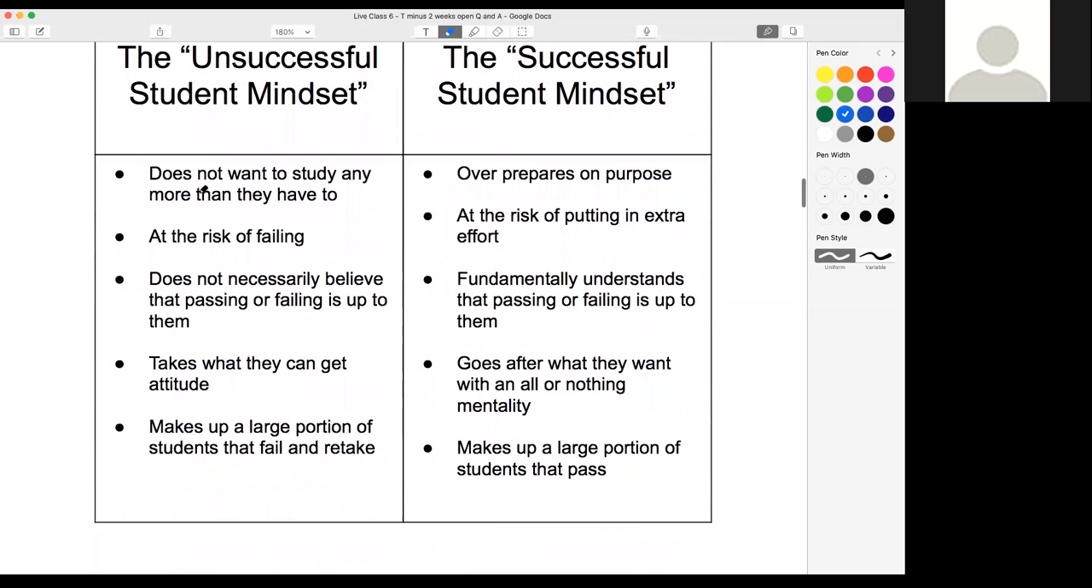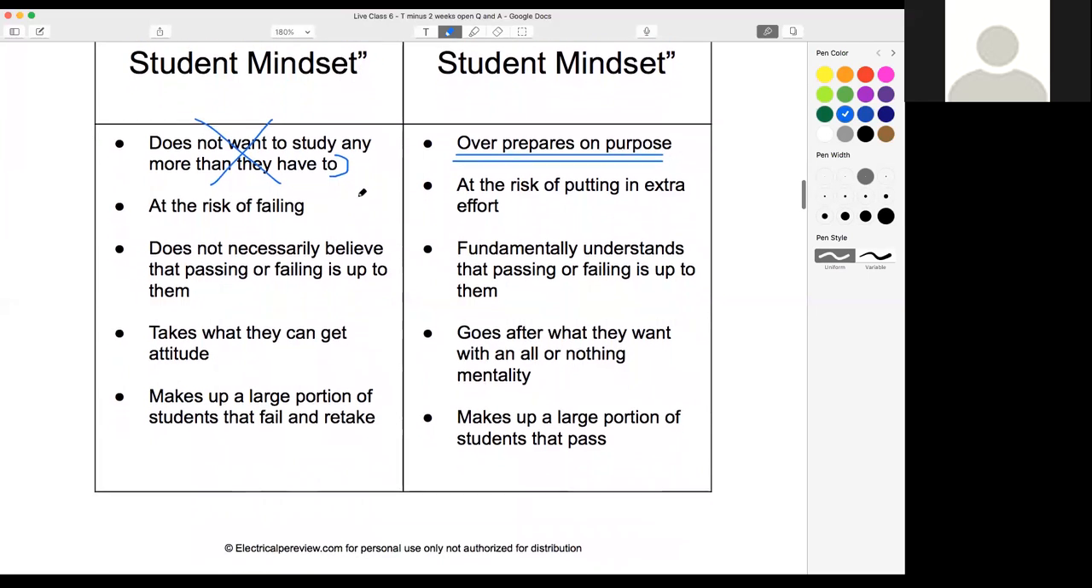The unsuccessful student doesn't want to study any more than he has to, right? He studied 3 hours last night and he put in a bunch of hours last weekend. You know what? I'm going to take a break. The PE exam is about 2 weeks away. Screw it. I've studied enough, right? This is not what we want to do. Instead, we want to over prepare on purpose. We would much rather over prepare now, pass the exam, and never have to go through this again, compared to not studying enough, failing, and then going through this process for another exam cycle.